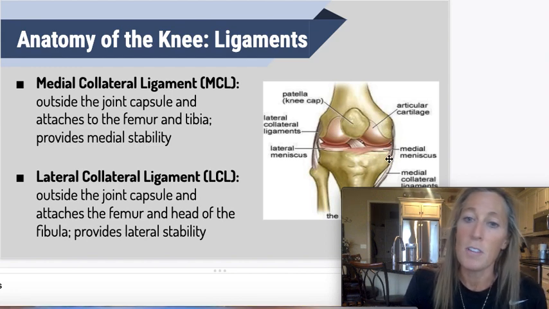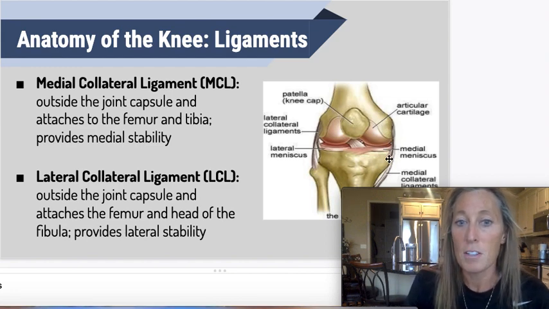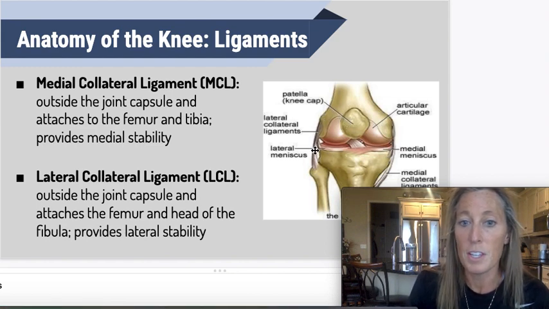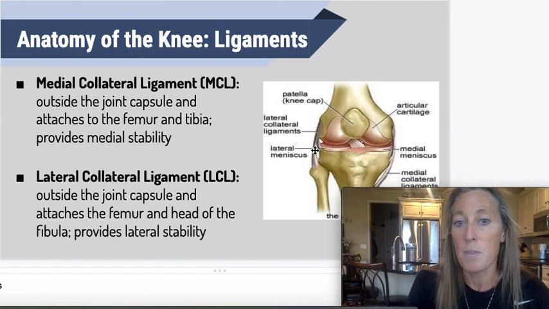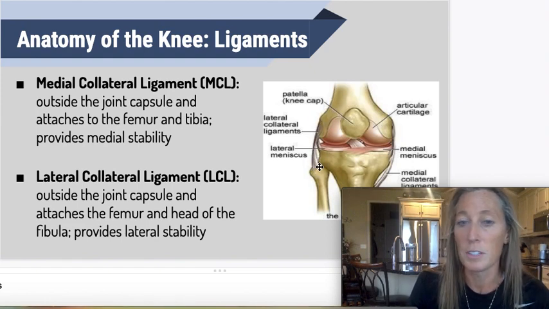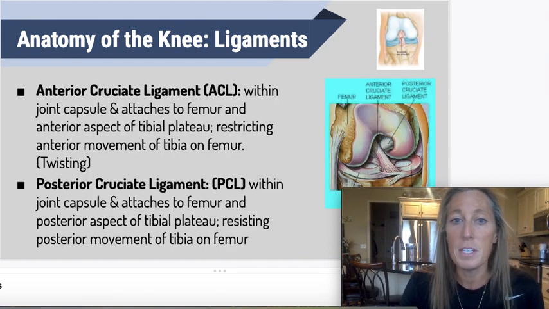The LCL, the lateral collateral ligament, is outside the joint capsule and attaches the femur and the head of the fibula. It provides lateral stability. You can see the LCL here. The next two are ACL and PCL.